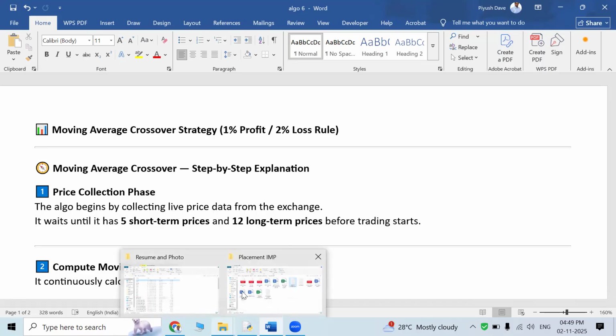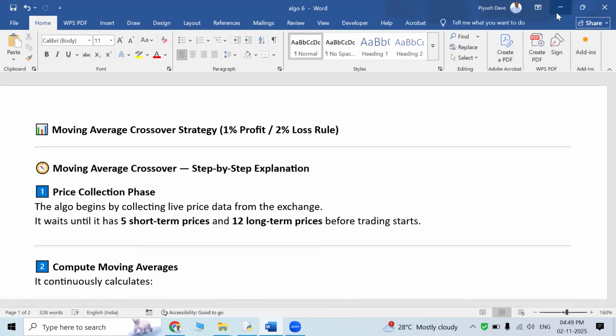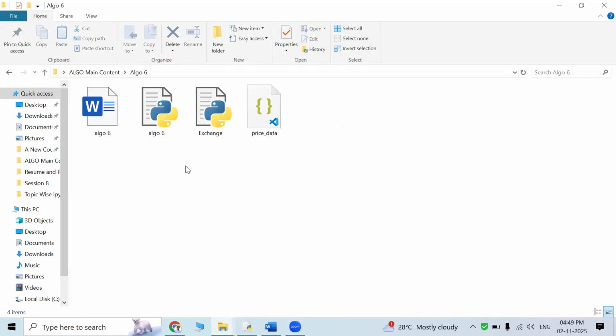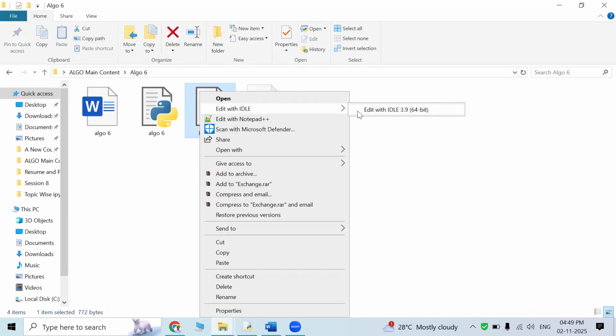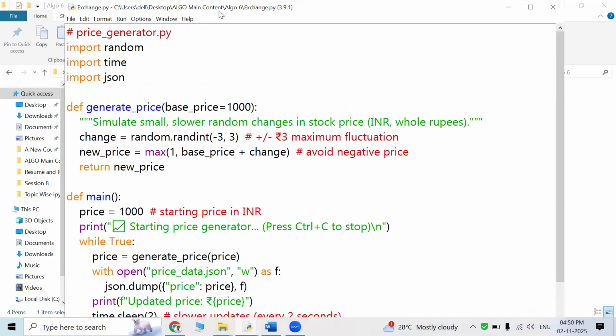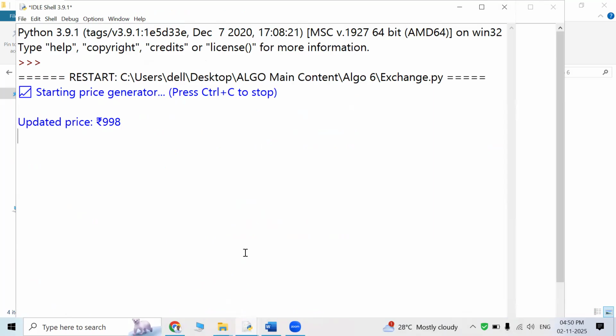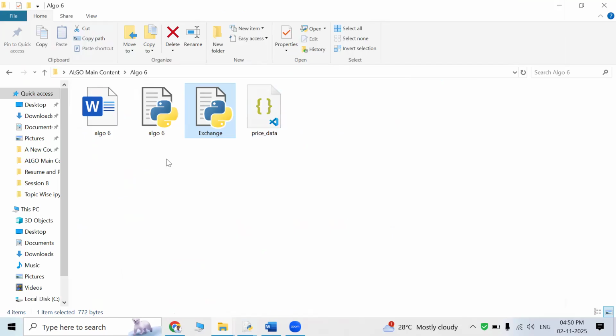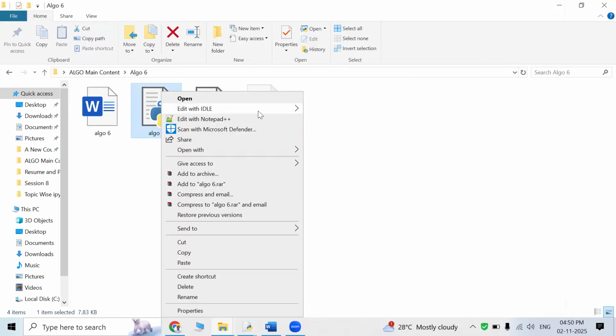Now let me show you how it actually works in simulation. This is my algo, and this is my exchange, where I'm continuously changing the price. This is so randomized; I have no control over the updating of the price. Consider this an exchange where the price is coming continuously. The price will be saved into this JSON file, and my algo will take the readings from the JSON file.